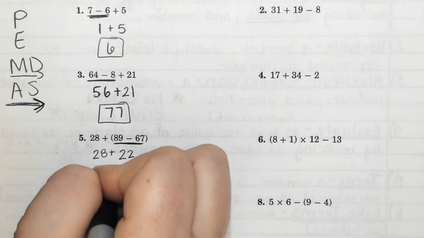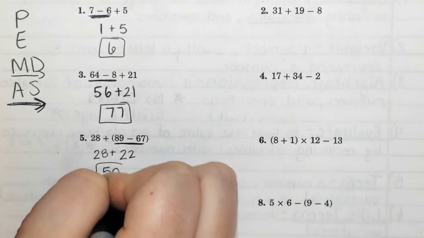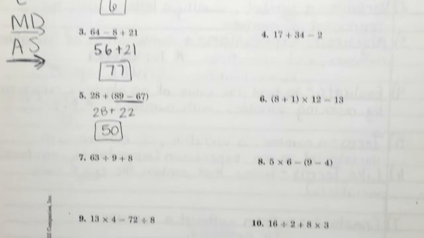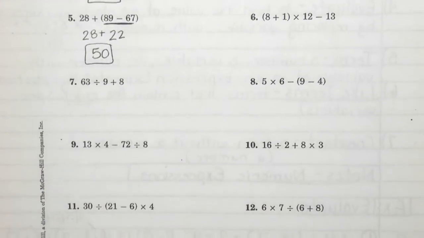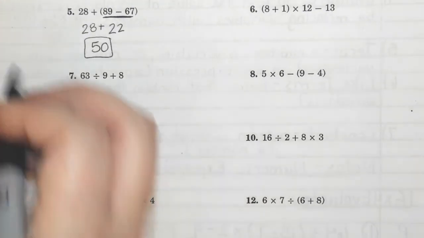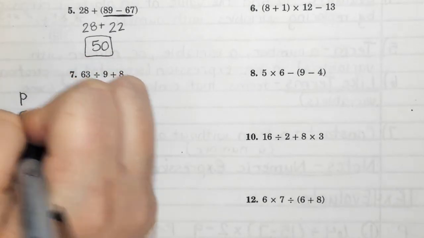Jessica? 50. Okay. Move it on down. Write it again since it's not on my screen anymore.